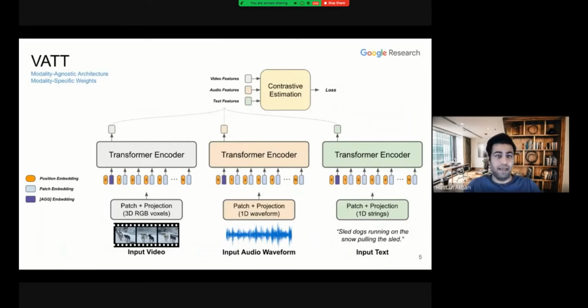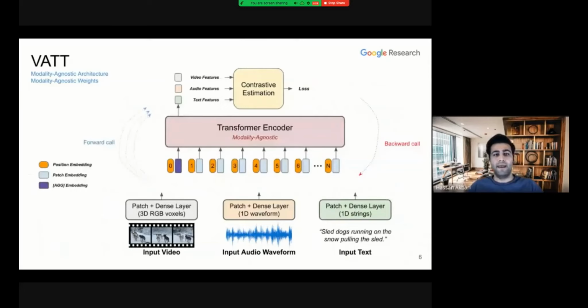Once we have the semantic features, we use contrastive estimation to minimize the cross-modal correspondence loss. And we have a modality agnostic setting where we combine and merge all those transformer encoders into one single transformer. So we have a modality agnostic model that operates on different modalities, but it has only one set of weights. It has 3 forward calls, but only one update, and it uses the same contrastive estimation as the modality specific one.